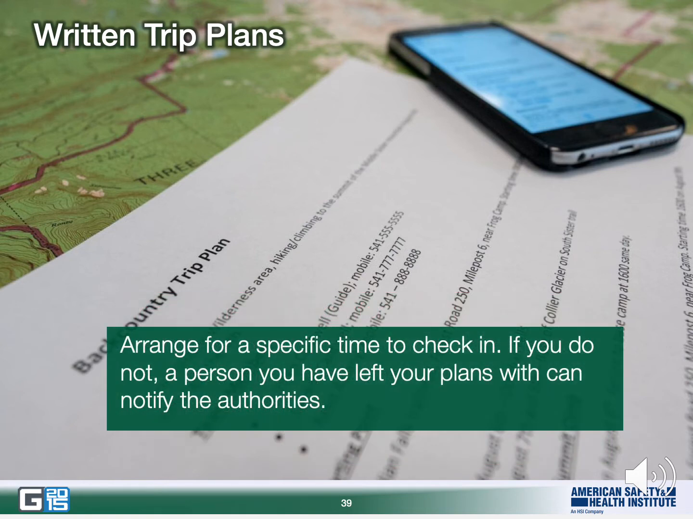So arrange for a specific time to check in. If you do not, a person you left plans with can notify authorities. So what that means is if you tell somebody that you're going to check in at 5 o'clock in the evening, you need to check in at 5 o'clock in the evening, not at 6 or 7, because you want them to be concerned when you're delayed. You don't want them to think, oh, they just got sidetracked and they'll call me later.